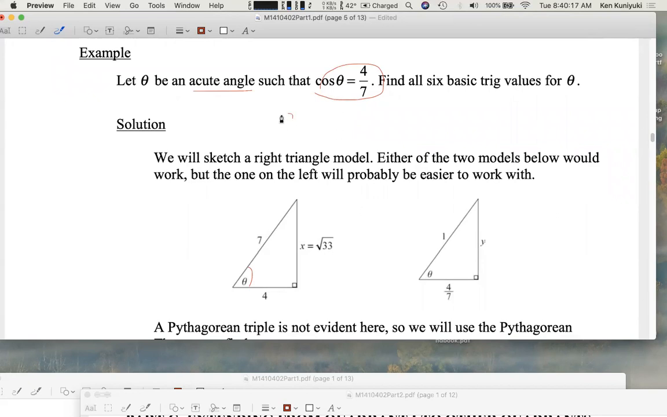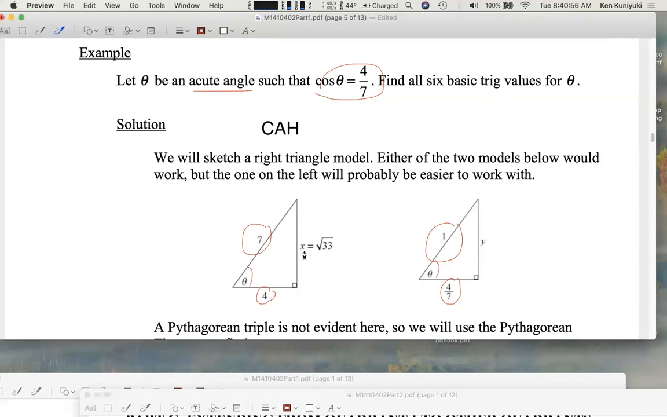Now remember, cosine of theta is adjacent over hypotenuse. Now, instead, you could have done this: cosine of theta is 4/7 over 1. This would work, but I would think that we would want to avoid fractions right now, so this might make things a bit easier.